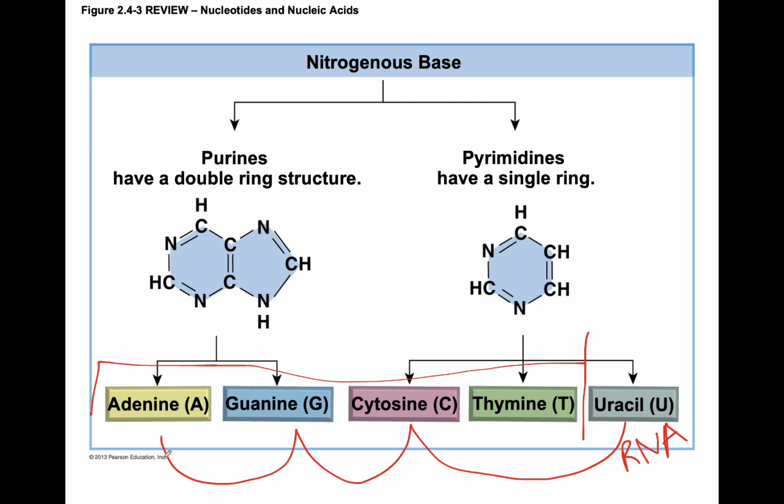Now, adenines and guanines fall under the purine group. Why is that? Because purines have 2 rings, and adenines and guanines both have 2 rings. Cytosine, thymines, and uracils fall under pyrimidines. That's because they have a single ring. So all 3 of these structurally have a single ring only.